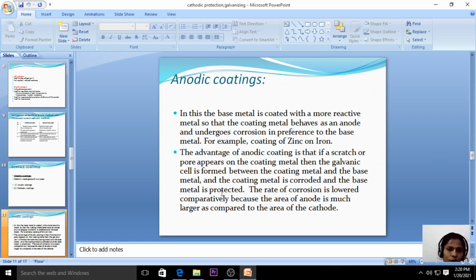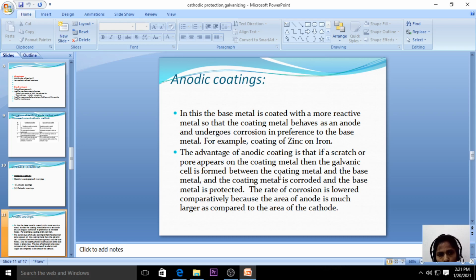The advantage of anodic coating is that if any scratch or pore appears on the coating metal, a galvanic cell is formed between the coating metal and the base metal. Assume the base metal is coated with another metal, where the coating metal acts as the anode and the base metal acts as the cathode. Just let us assume the coating has cracks or pores. The top metal is the anode and the base metal is the cathode here.